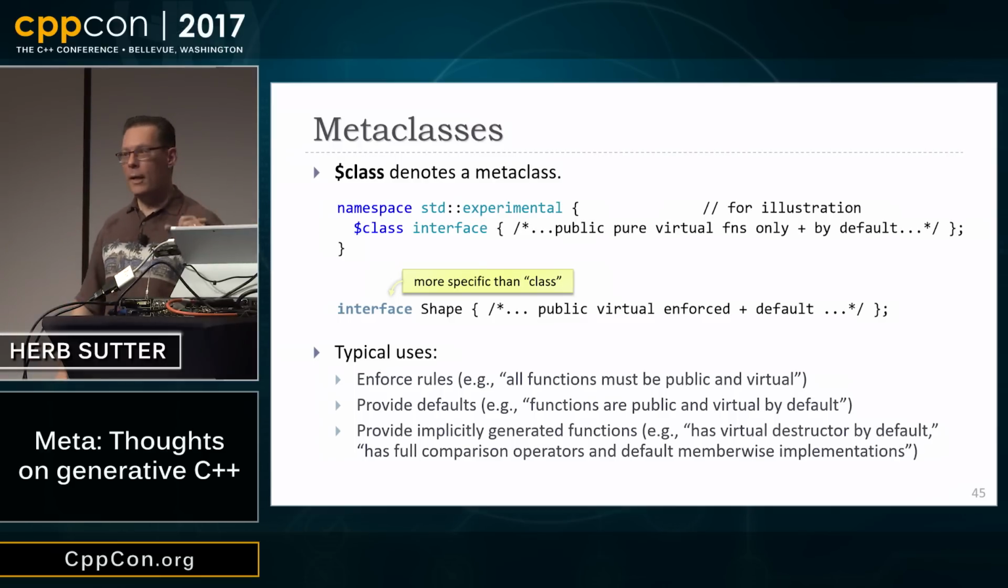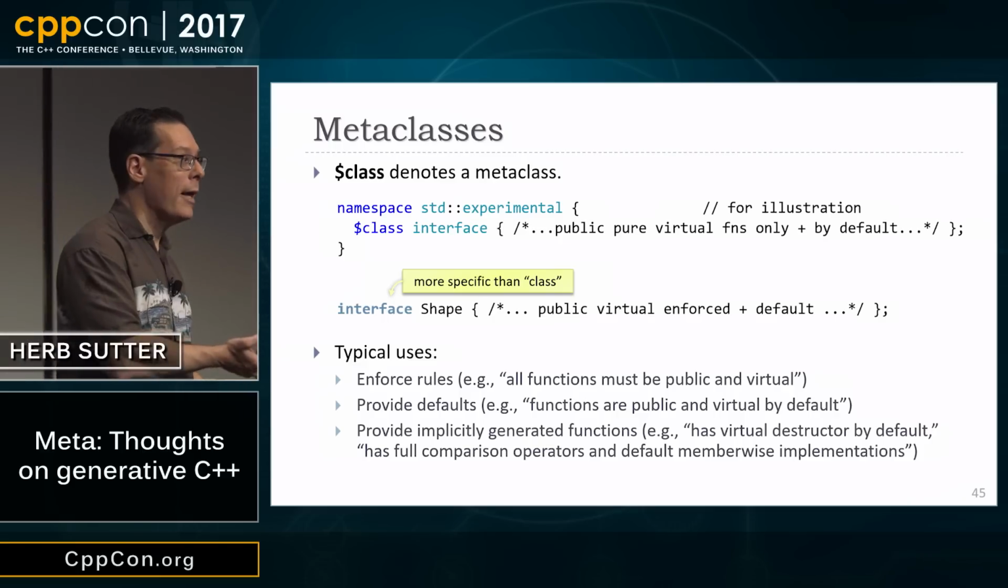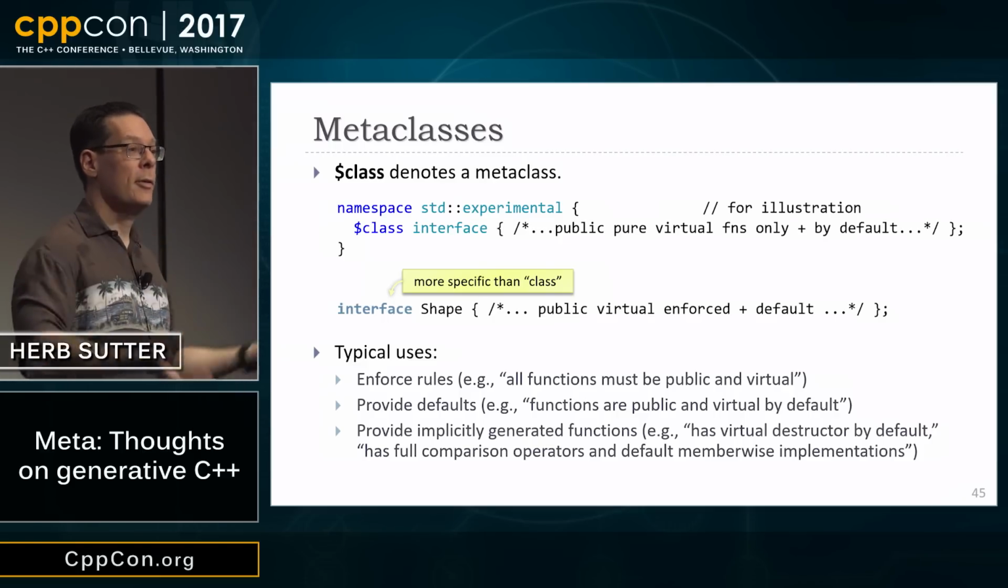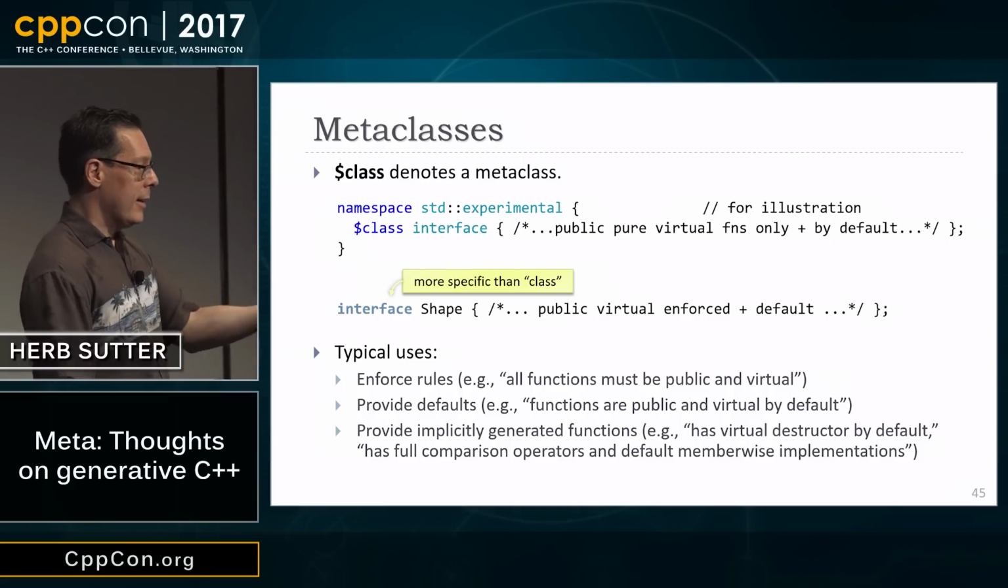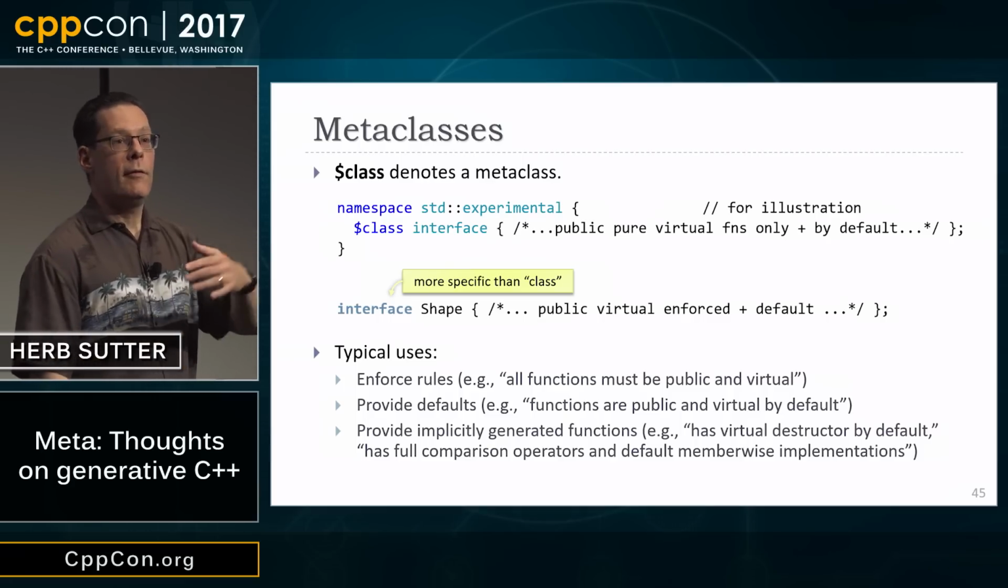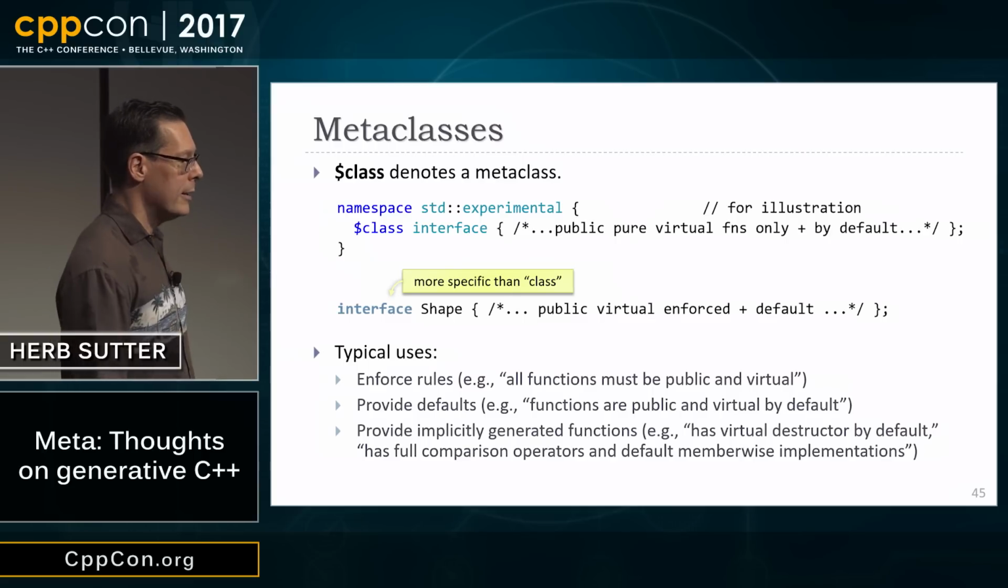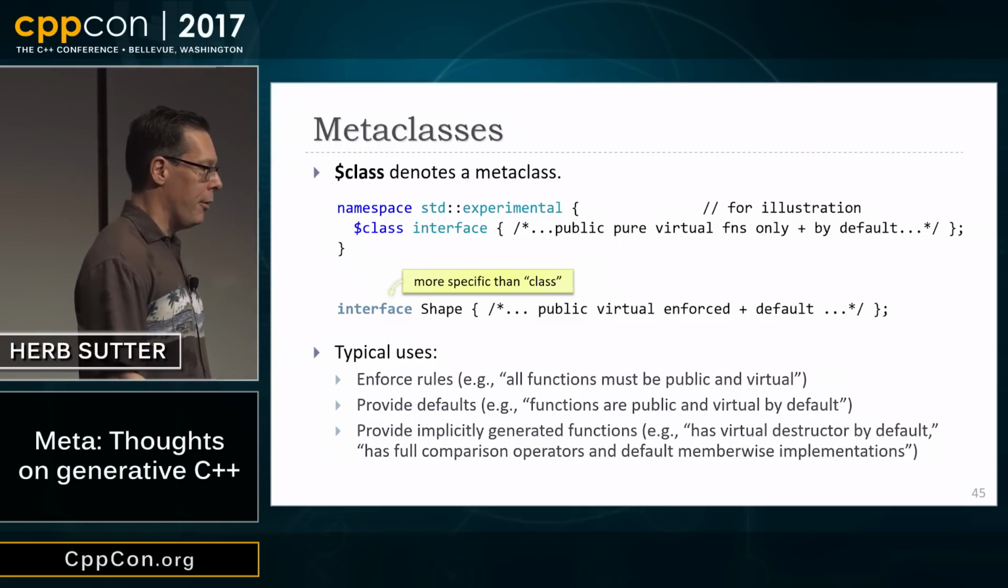See, there's that big red opt-in button that says, I want all of that, and all I had to write was one word. That's convenient. It's important for opt-in to be explicit, but we also want to make it convenient. The best way you can do that is to give people a way to write a customized opt-in. And then if I say interface shape, then I get those defaults. My functions are public and virtual by default. I can't write anything other than that.